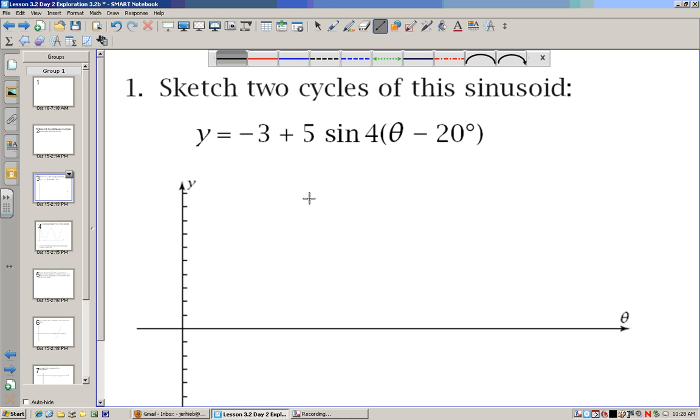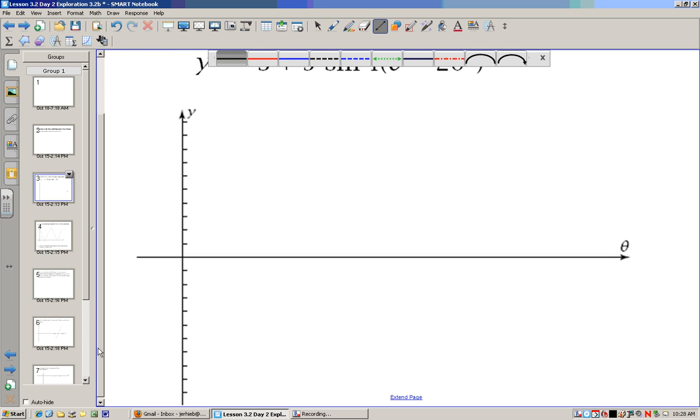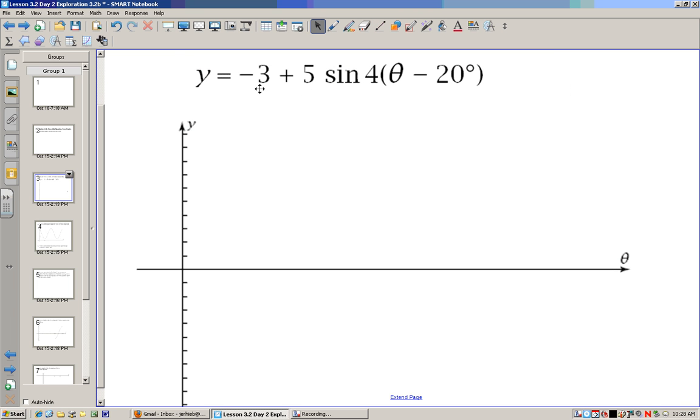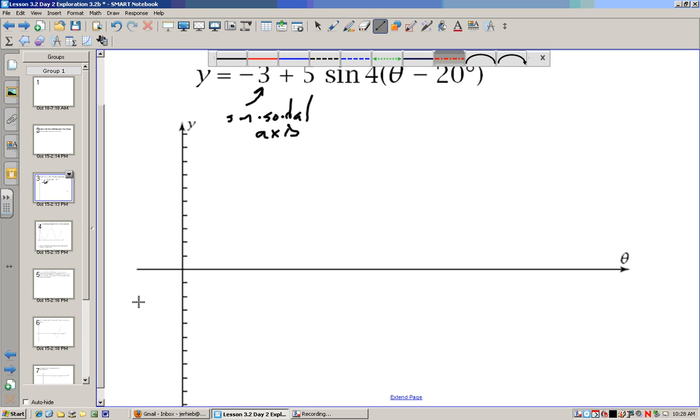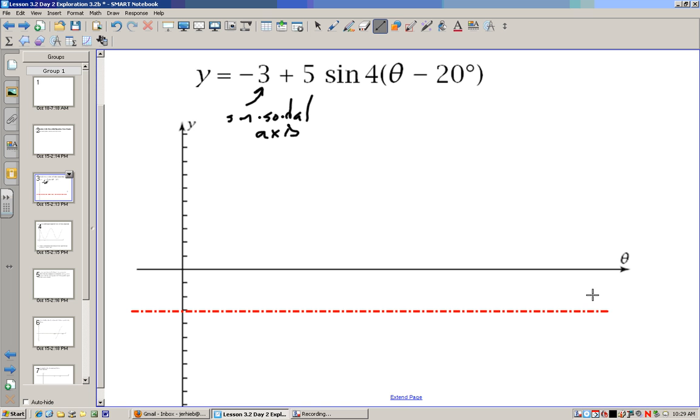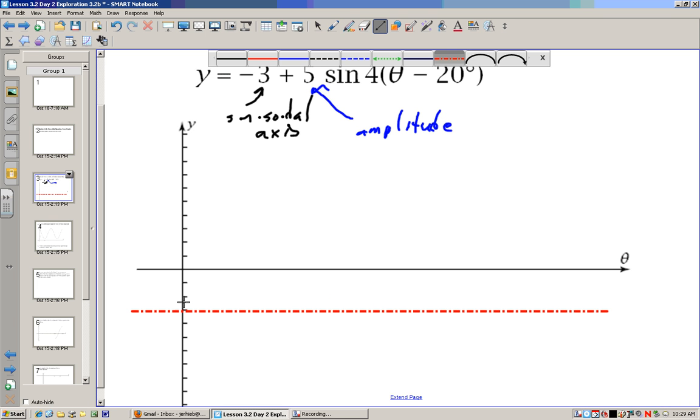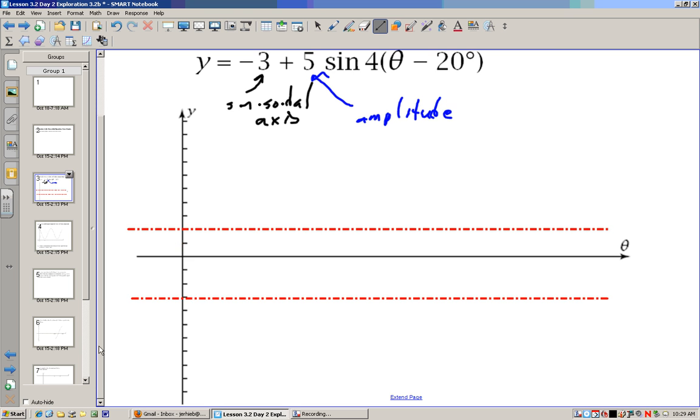All right. Now, hopefully you've done this, and the first thing I want to look at is this 3, which is the sinusoidal axis. So at -3, I'm going to draw a horizontal line. This 5 is the amplitude. So from this sinusoidal axis, which is the middle of my graph, I'm going to go up 5: 1, 2, 3, 4, 5. And then I'm also going to go down 5: 1, 2, 3, 4, 5.